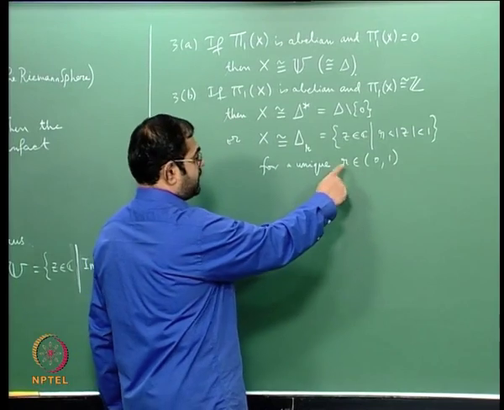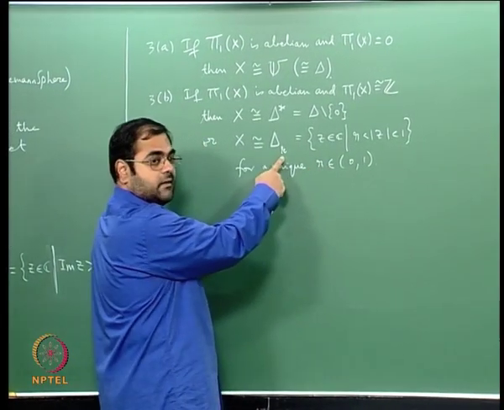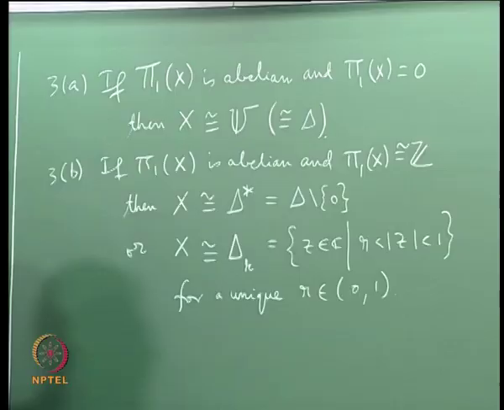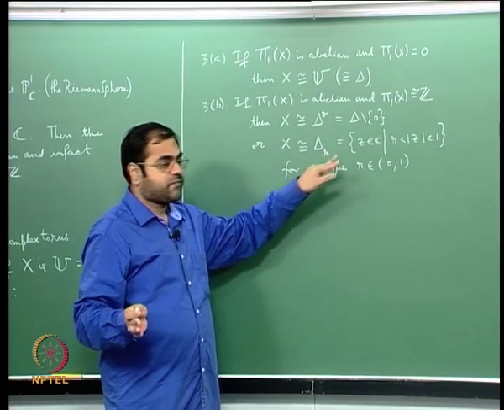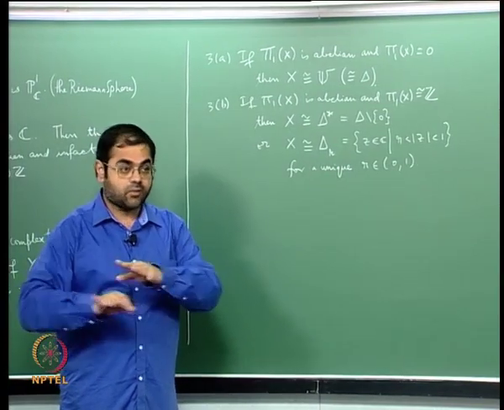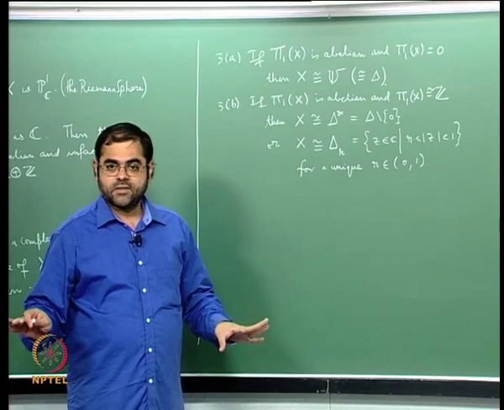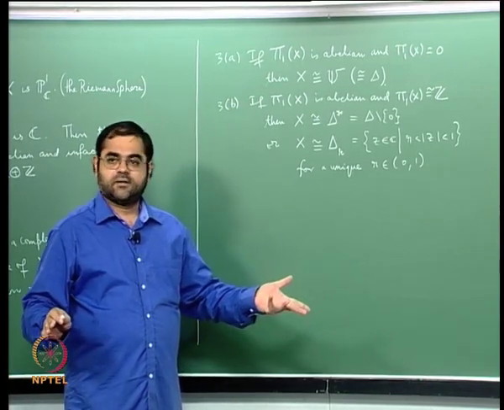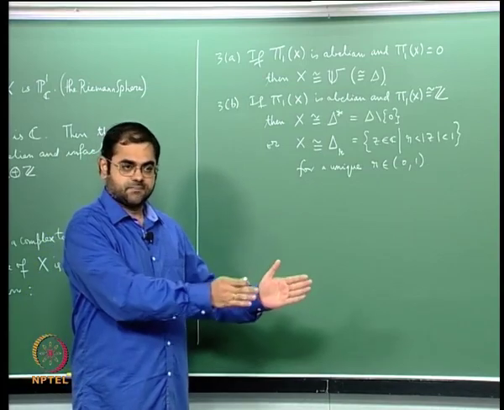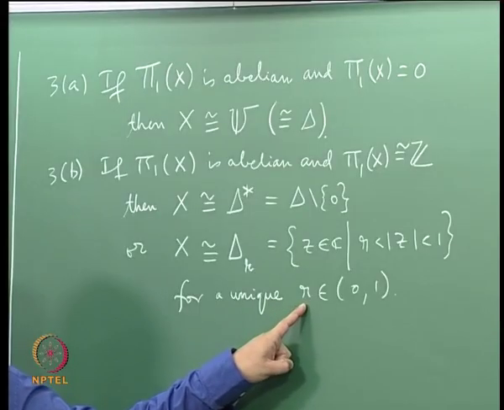And of course, let me also add that if you change R here, then the delta R also changes in its isomorphism class. In fact, if you take two different R's, then the delta R's are not biholomorphic. So if you change the radius, it will be in a different holomorphic isomorphism class. That is the reason I say for a unique R.